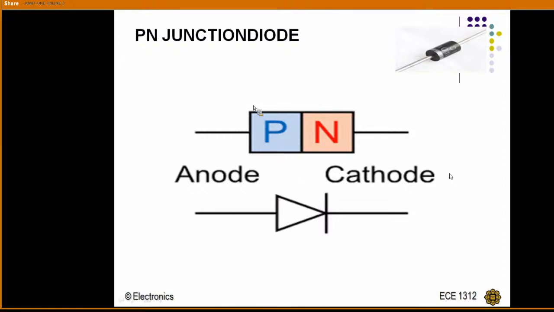Once again I'm showing the P-type material and N-type material. The symbol of a PN junction diode is a triangle with a vertical line. This side is the anode, and this is the cathode. This is a practical diode you are having. Whenever the lab classes start, you are going to deal with this type of diode. The 1N4004 diode is a practical diode.